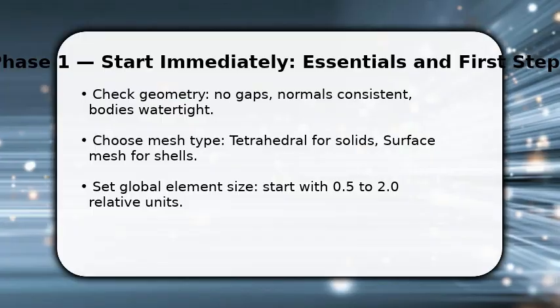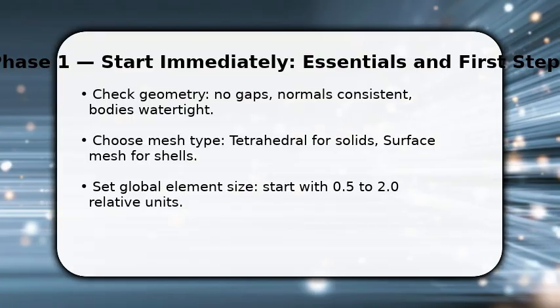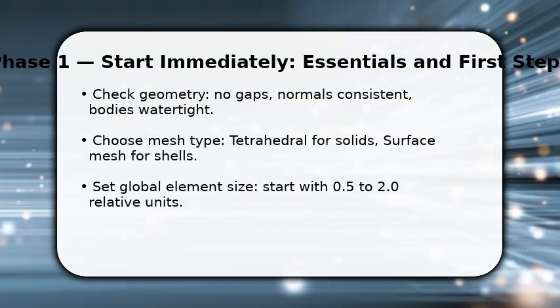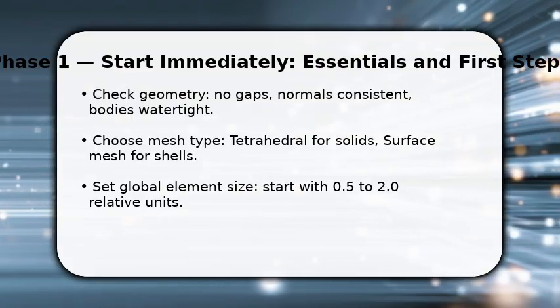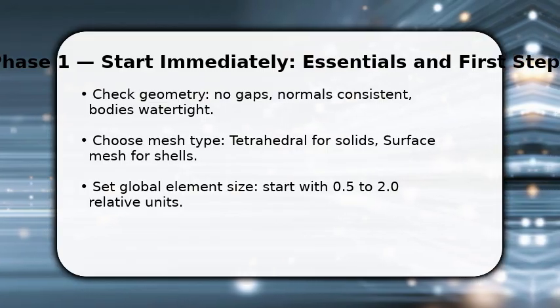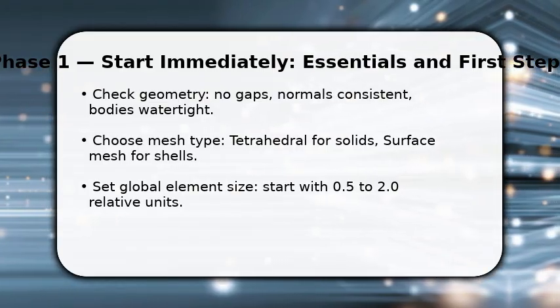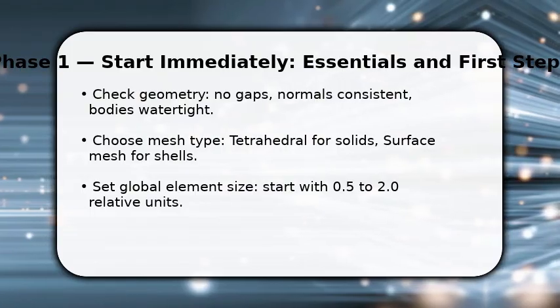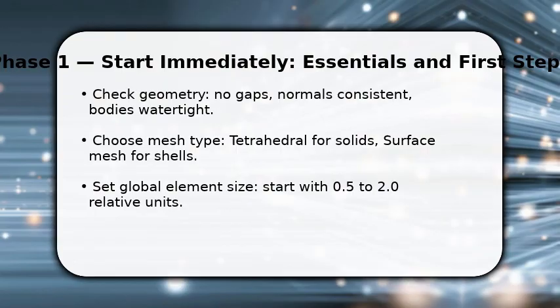Enjoy the video. You begin by confirming geometry integrity. This saves time later. Open your part or assembly, inspect for small gaps and flipped faces, and repair them now. Next, decide why you need the mesh, accuracy or speed, and pick tetrahedral versus surface accordingly.